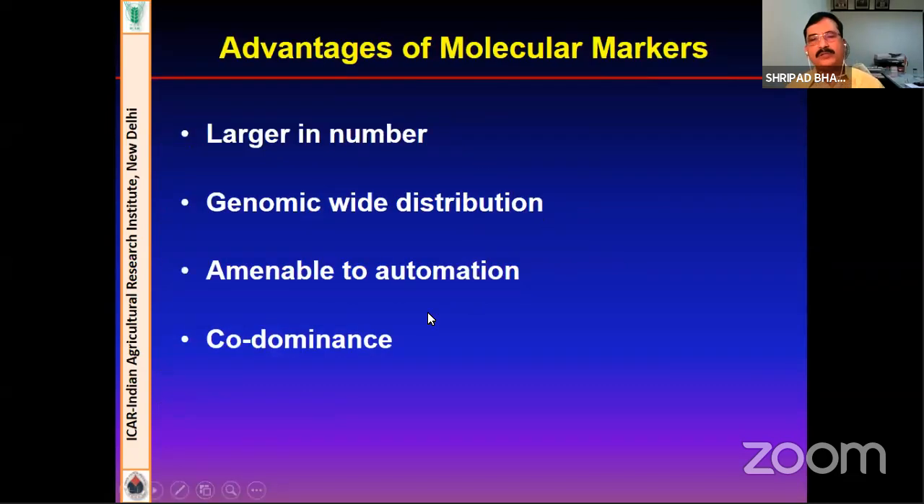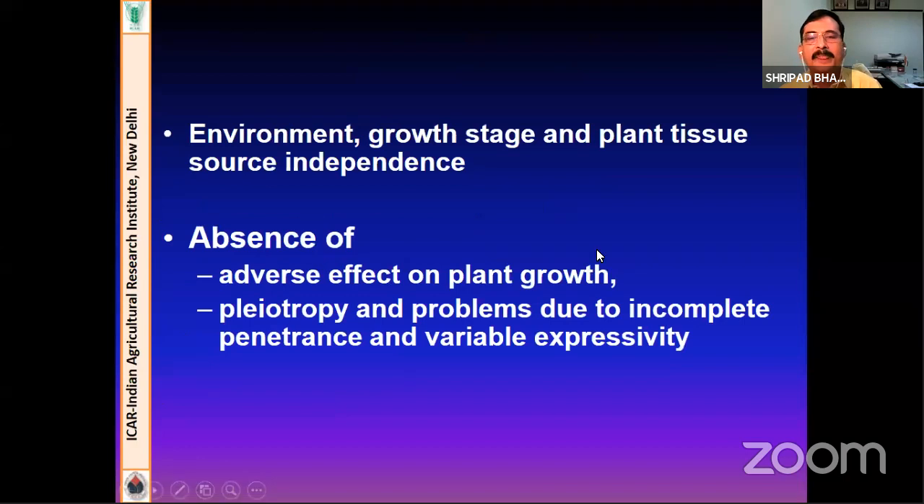Advantage overall, across the marker system, you say they are larger in number, they are distributed across the genome, automation is possible in most cases, and codominance is the nature that we needed. And an important thing is that irrespective of environment and growth stage, you can utilize these DNA specific markers. There is no adverse effect of plant growth. It means that if you extract the DNA from a very old plant or a very young plant, that doesn't make any difference.